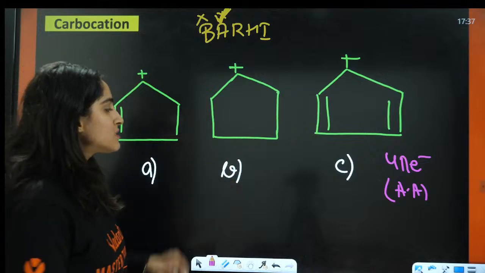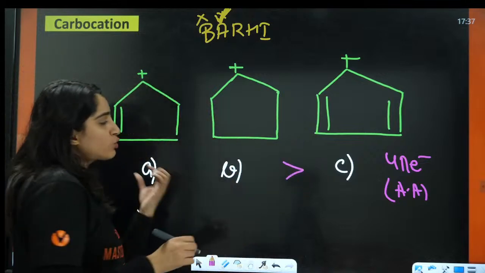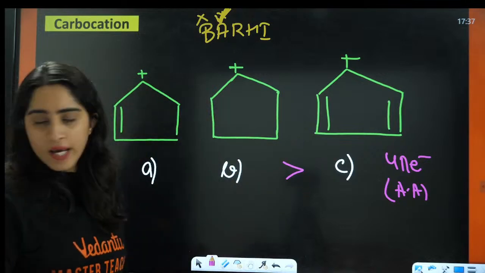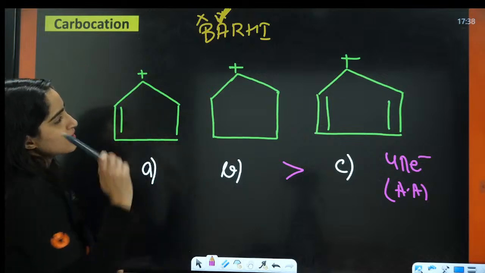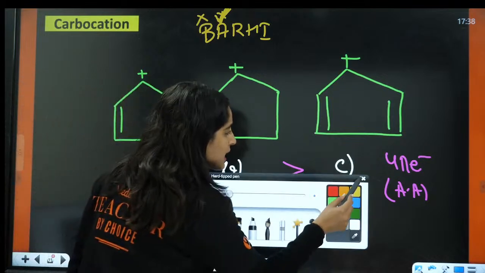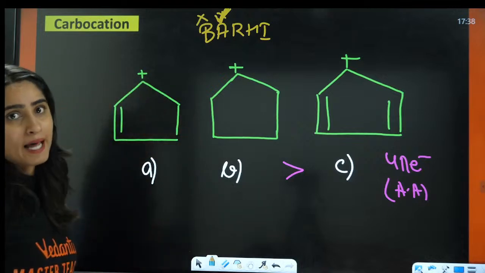That is why this is the most unstable out of A and B. Okay, so now you have this A and this B. Now let us see which effect to apply here.